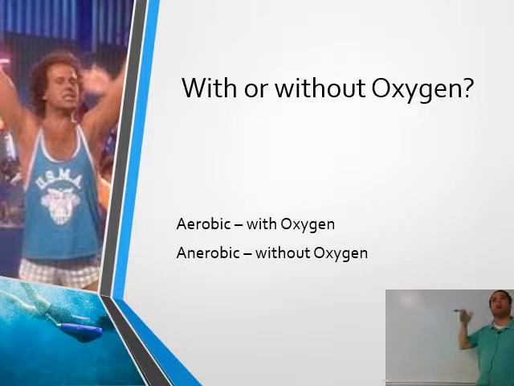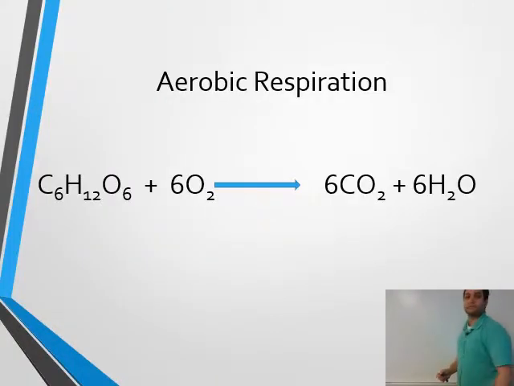You have 2 ways of breaking down glucose: aerobic reactions and anaerobic reactions. We're going to talk about both today. Aerobic reactions occur with oxygen. Anaerobic reactions occur without oxygen. This is the formula for aerobic cellular respiration. C6H12O6 plus 6O2 yields 6CO2 plus 6H2O.